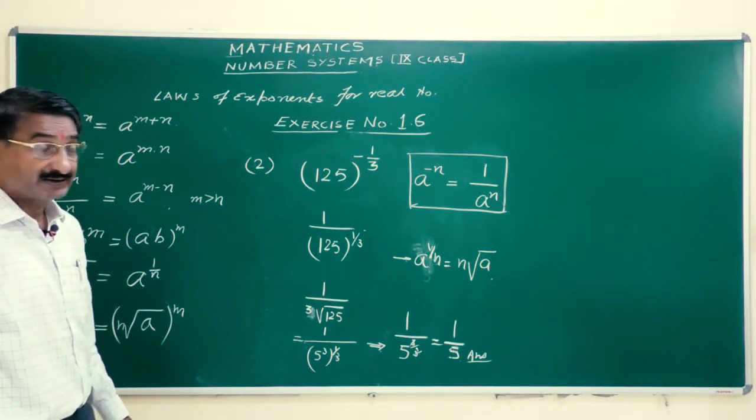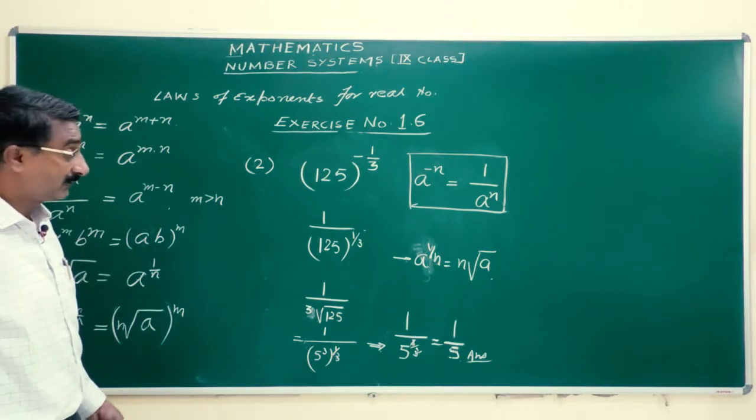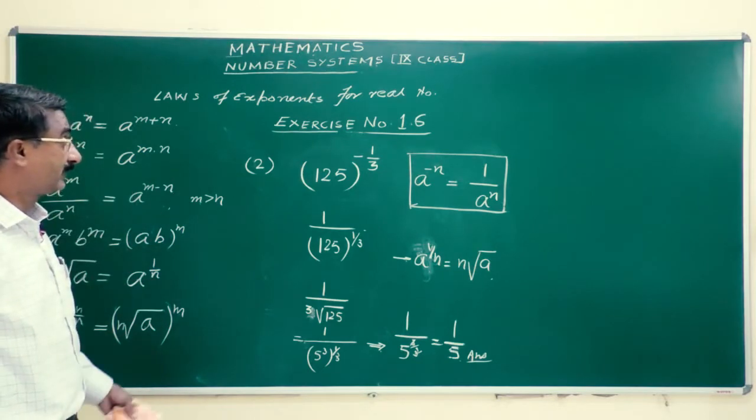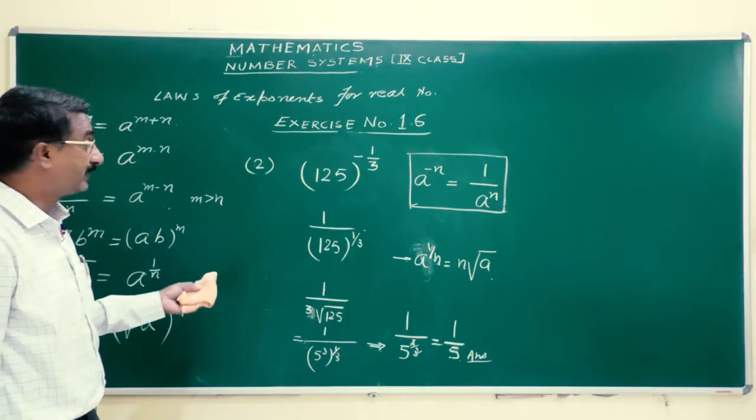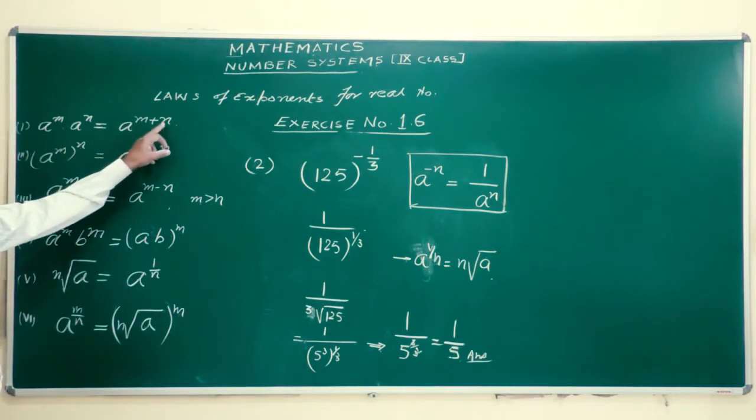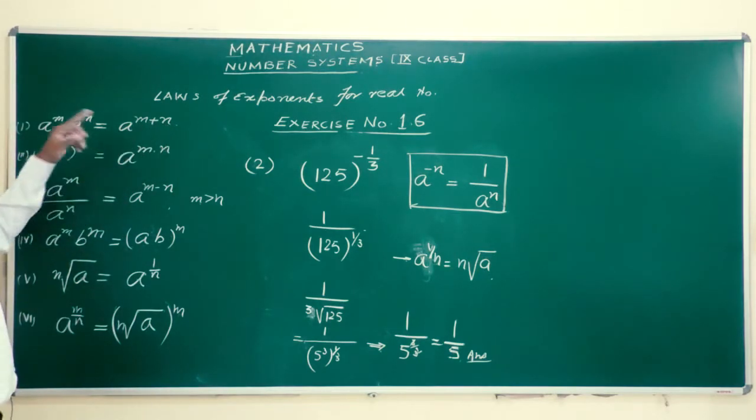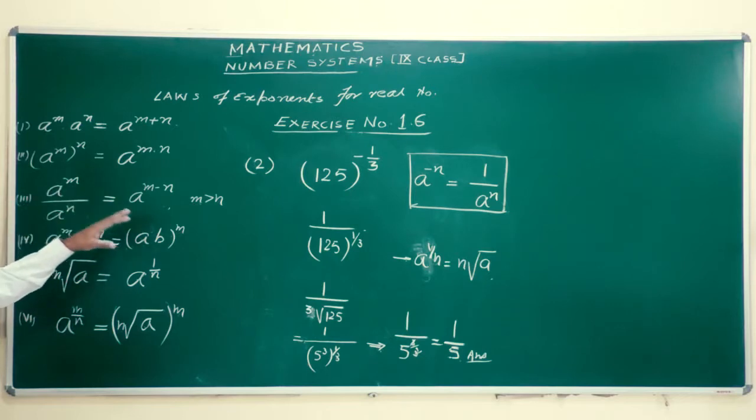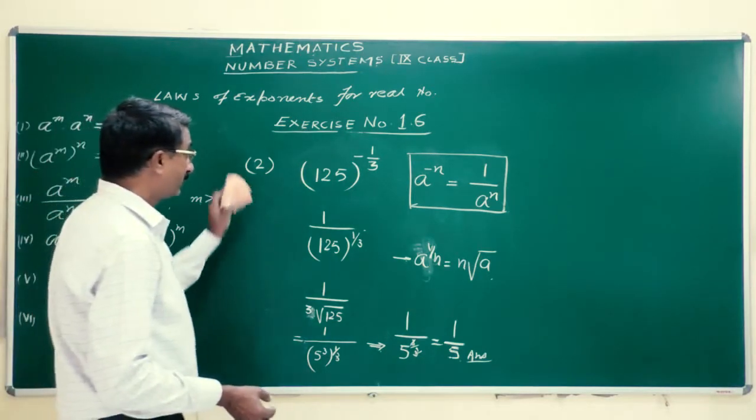I think this is not difficult, but you have to be very clear about the identities. You should know this, both the sides. If a raised to the power m plus n, you can write like this. If it is written a raised to the power m into n, you can write like this, and vice versa, you can convert it. Clear?